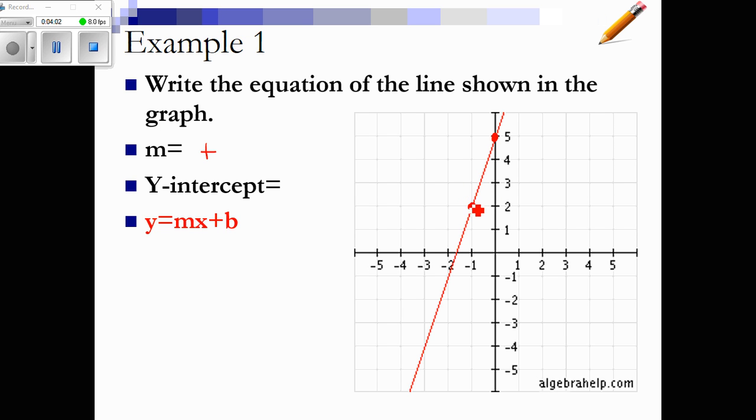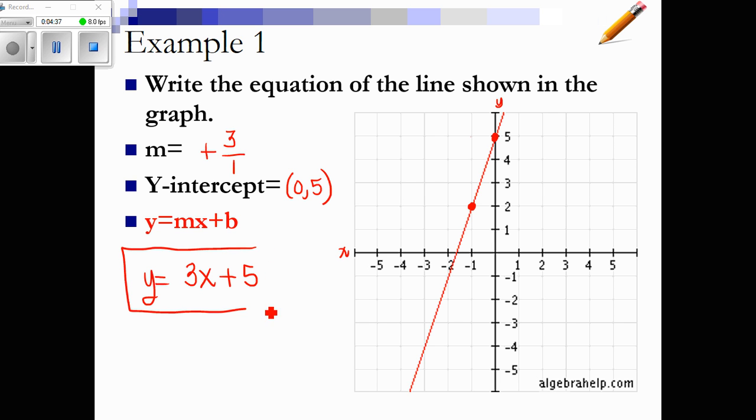Rise over run again is slope. So I'm going to rise up 3 and run over 1. So my slope is 3 over 1. Now I'm going to look for the y-intercept. Well, this is the x-axis, and this is the y-axis, and the y-axis is where you find the y-intercept. Well, it just so happens that it's crossing at (0, 5). So the equation of my line, because I have a slope and a y-intercept, would be y equals 3x plus 5. That's the equation of the line, okay?